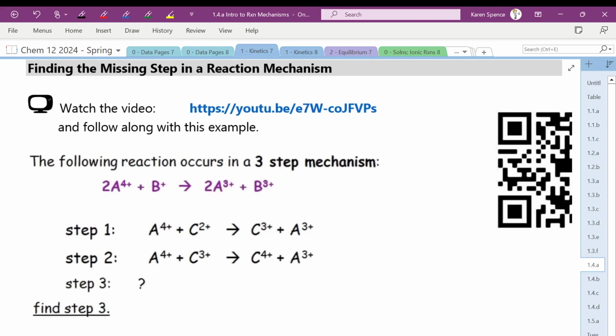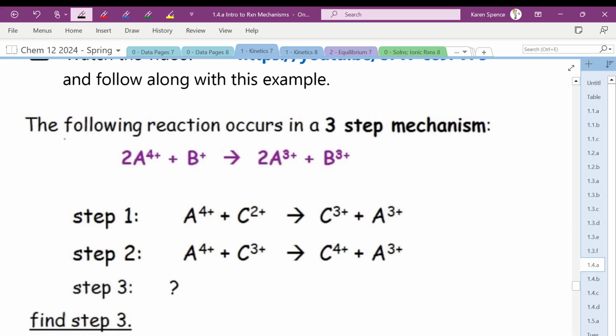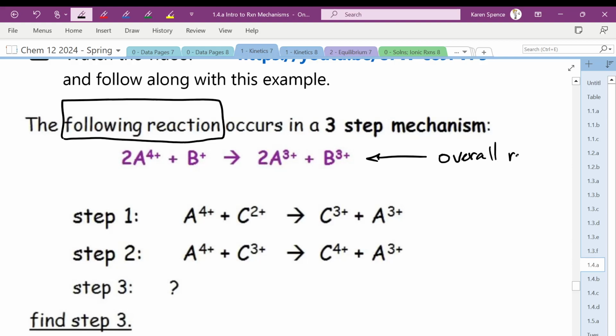Because we have the following reaction that has a 3-step mechanism. So what is this? This is the overall reaction. When it says this reaction occurs by a 3-step mechanism, that means that this is the overall reaction.